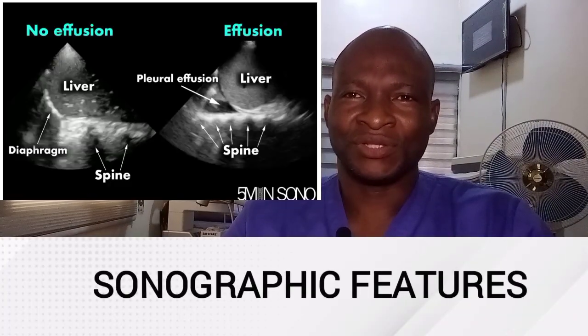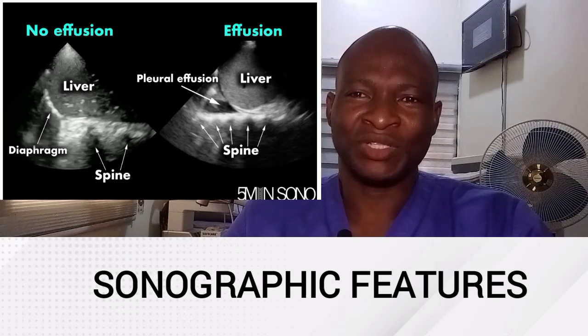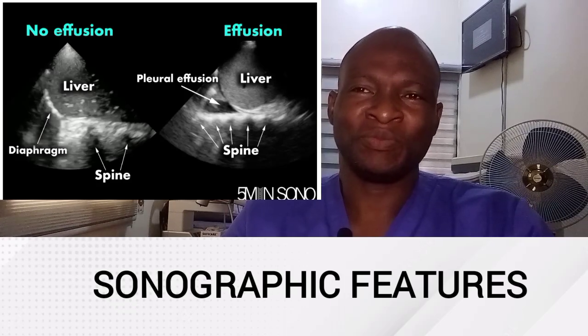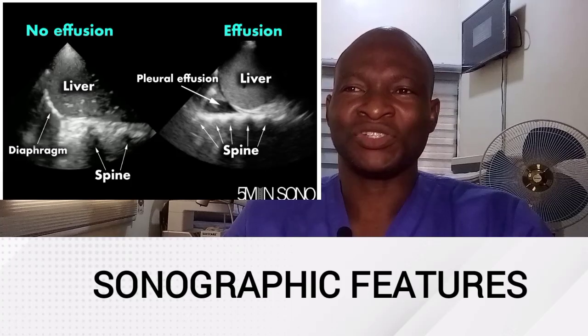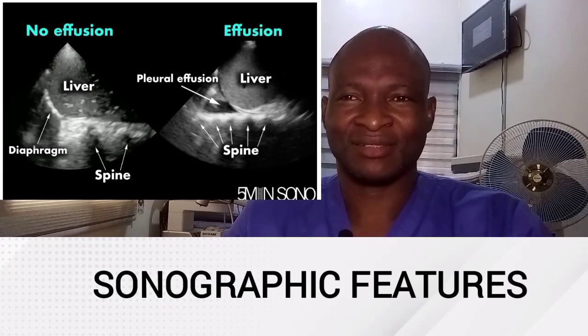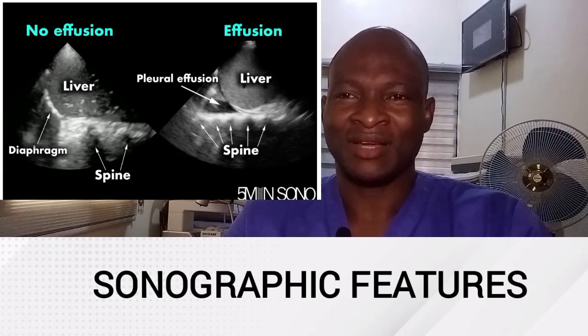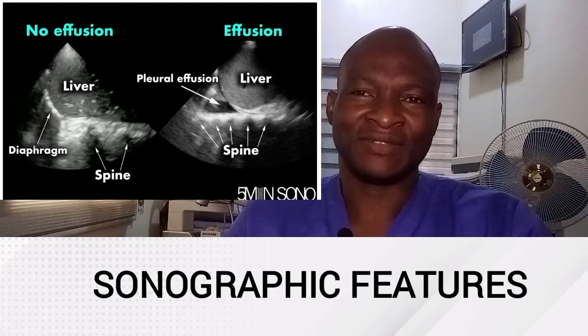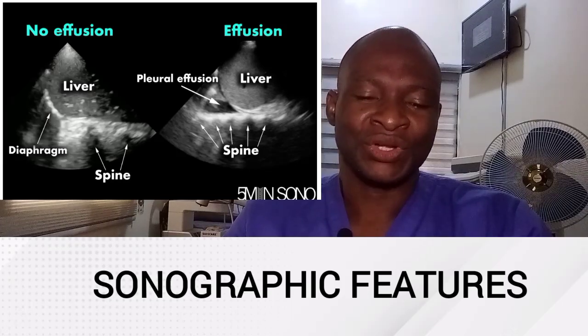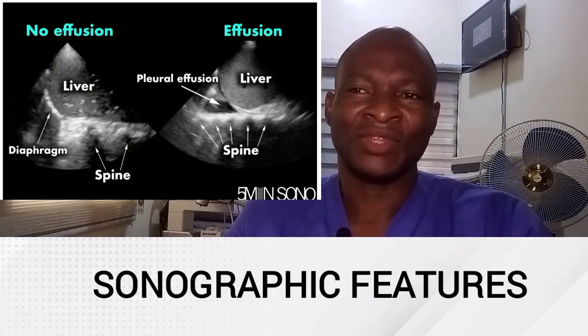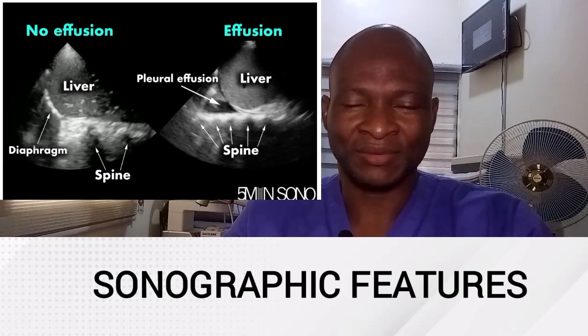Now, sonographic features of pleural effusion. Now, it could be simple pleural fluid or complex pleural fluid. In simple pleural fluid, you will see it as anechoic free fluid collection, which is on the dependent portion of the thorax, above the right or the left hemidiaphragm, in the right or left costophrenic angle or right cardiophrenic angle.